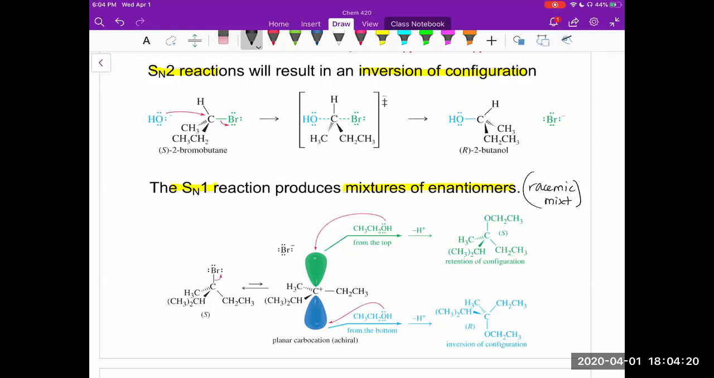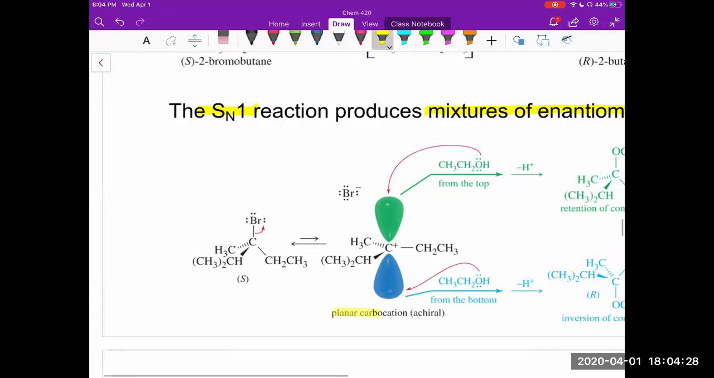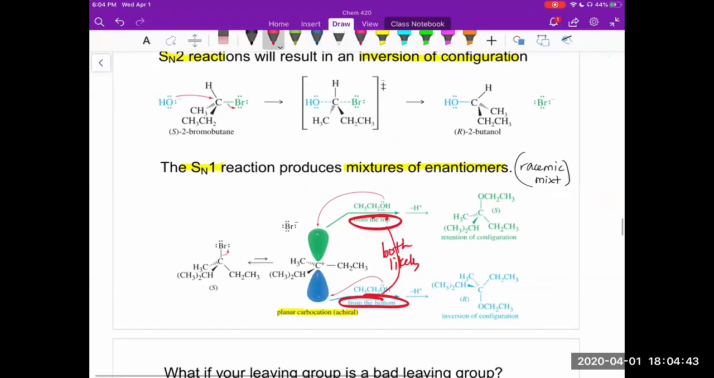Okay, so that just gives a couple examples of what we talked about. And with an SN1, the key thing is the fact that you are going through that planar carbocation. And so top and bottom attack are equally likely. Attack from the top, attack from the bottom, both are likely. There's no particular reason to favor one over the other.